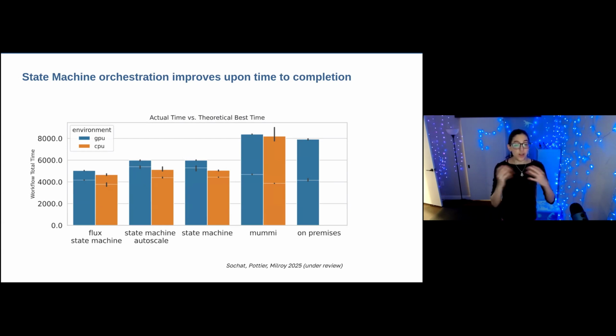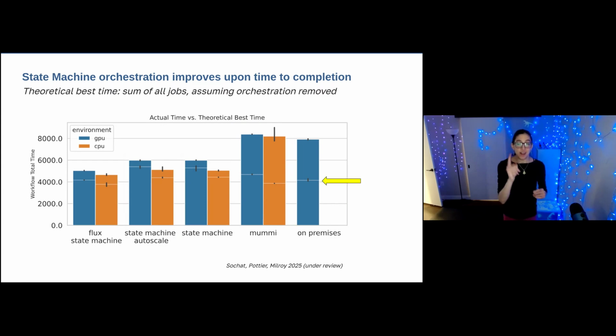So this is time to completion. What you're seeing is different environments that we ran it on for each of CPU and GPU and the workflow total completion time. So this first one, this is Flux running with the state machine orchestration. This is the state machine operator running in Kubernetes with auto scaling. This is the same thing without auto scaling. So it makes sense those times to complete are about the same because we're just removing nodes at the end that we're not using. This is actually MuMMI in Kubernetes that we implemented to have still the traditional MuMMI design just in Kubernetes. So it would be a closer comparison to the state machine operator. And this is very much traditional on-premises MuMMI. That's why we only have GPU, because we don't have a CPU-only cluster that we usually run it on.